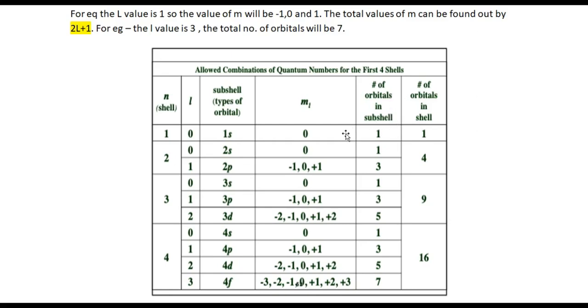So you can count this: 1, 1, 3. All this we can get from this particular formula. The last column tells us about the orbitals in the shell. These can be found out by n square. See, n is the principal quantum number. So squaring 1, we get 1. Squaring 2, we get 4. Squaring 3, we get 9. And squaring 4, we get 16. So hope it's clear.